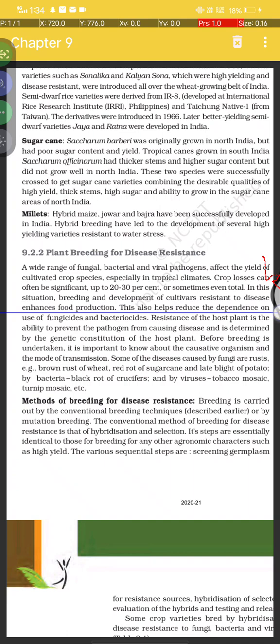enhance food production, and this also reduces dependence on the use of fungicides and bactericides. Resistance of the host plant is the ability to prevent the pathogens from causing disease, and it is determined by the genetic constitution of the host plant. Before breeding is undertaken, it is important to know the causative organism and the mode of transmission. Some of the diseases caused by fungi are rusts, for example brown rust of wheat, red rot of sugarcane, and late blight of potato, and by bacteria, black rot of crucifers, and by virus, tobacco mosaic.